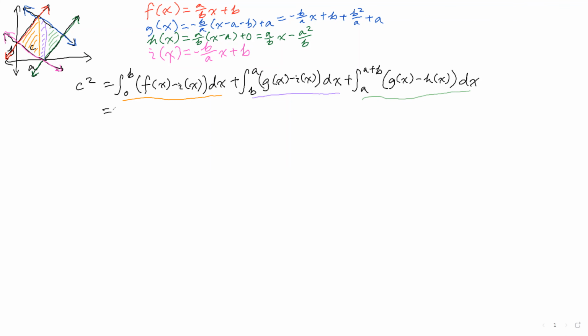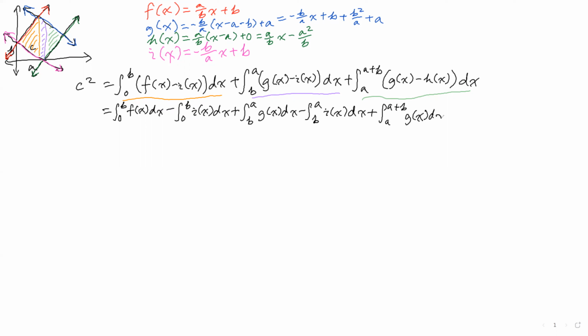Alright, and that's equal to, I'm gonna expand some of these integrals just to make it easier. 0 to b of f of x dx minus integral from 0 to b of i of x dx plus integral from b to a of g of x dx minus integral from b to a of i of x dx plus integral from a to a plus b of g of x dx minus integral from a to a plus b of h of x dx.